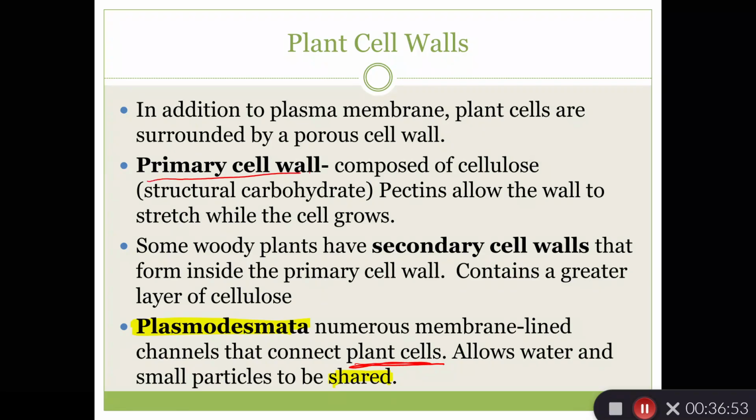That's the cell wall. Do you remember what the cell wall of plants are made of? Hopefully we've covered it a couple of times in the class already. Cellulose is what's in plant cell walls. Okay, but there's primary cell wall. Some woody plants also have a secondary cell wall that contains more cellulose. There was that word right there.